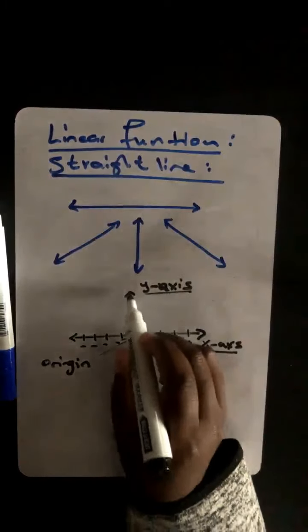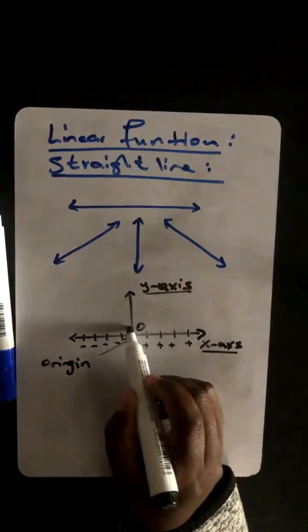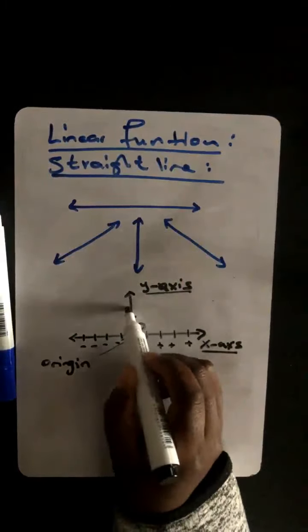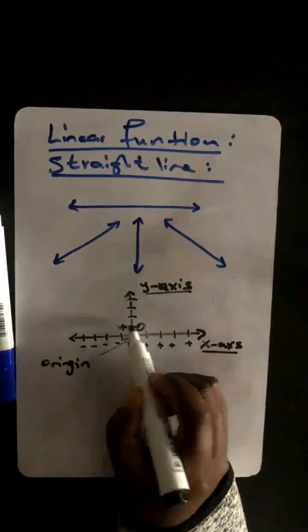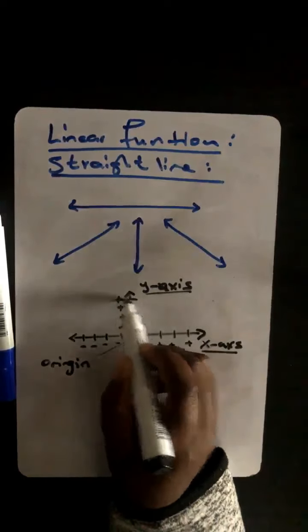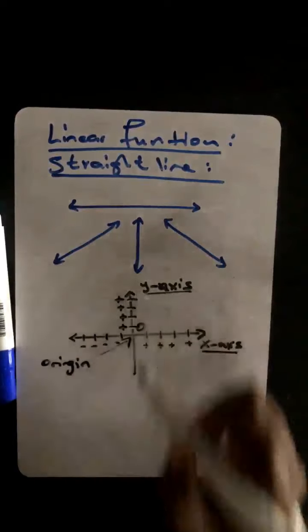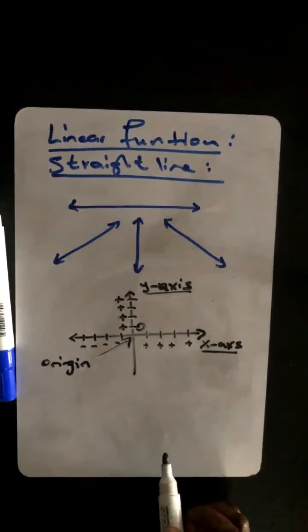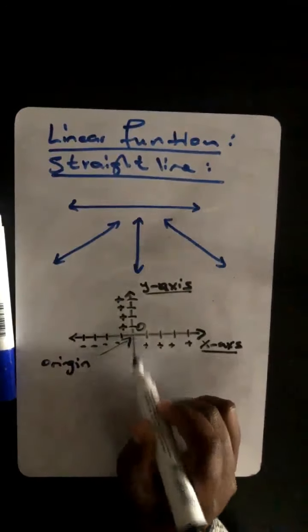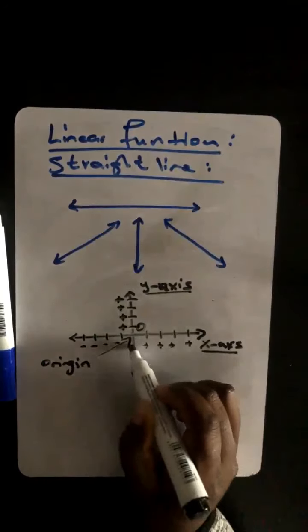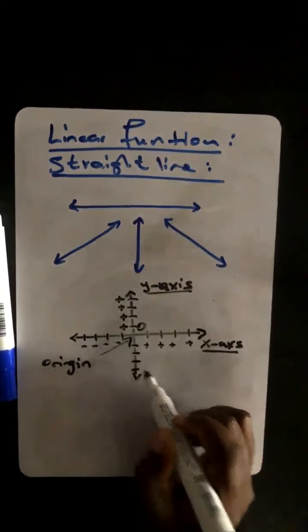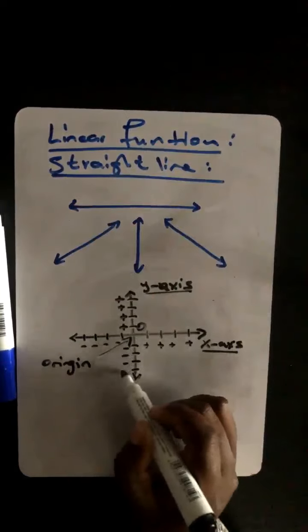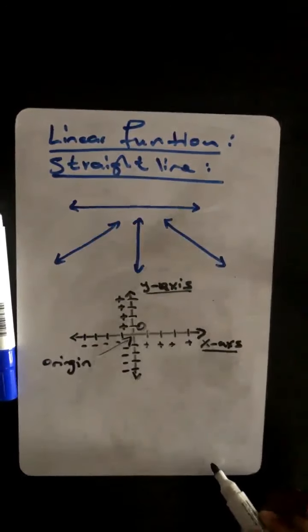So on the vertical axis, you've got positive 1, positive 2, positive 3, positive 4, and so on. So that means from the origin in that direction, we've got positive values. From the origin in that direction, we've got negative 1, negative 2, negative 3, negative 4. So we've got negative values. And those are the negative y values.